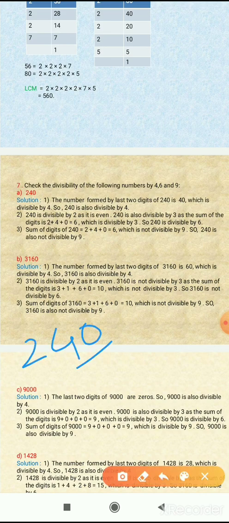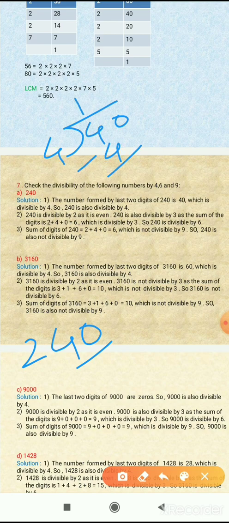Its last two digits are 40. So we will check whether it is divisible by 4 or not. 4 ones are 4. So here we get remainder 0, means 40 is exactly divisible by 4. So we say that 240 is also divisible by 4.